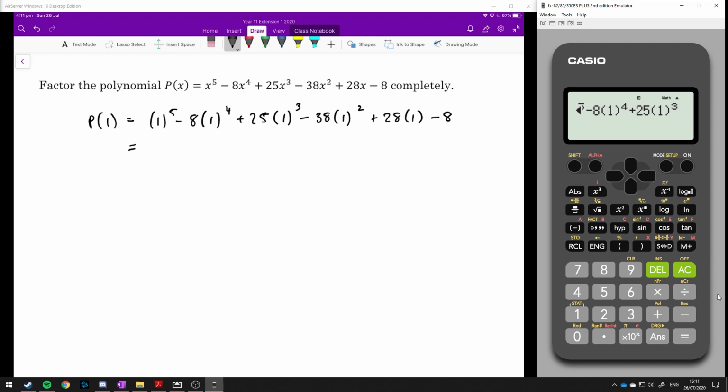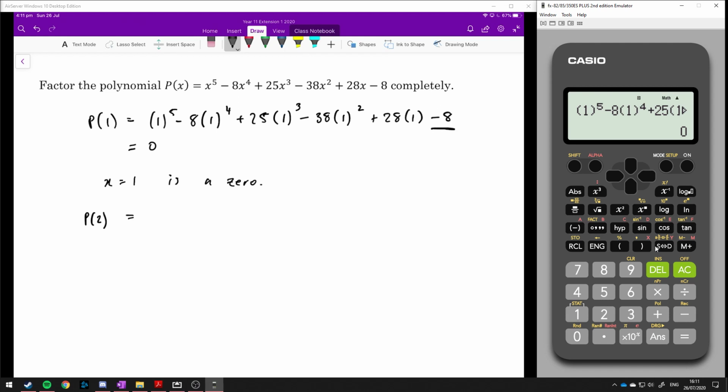Okay, minus 38 lots of 1 squared, plus 28 lots of 1, minus 8. Okay, and that gives us 0, so therefore x is equal to 1 is a 0. Okay, let's just try another one while we're guessing some numbers. So let's try the next number, I guess, which is 2.